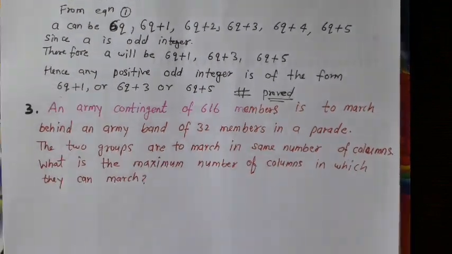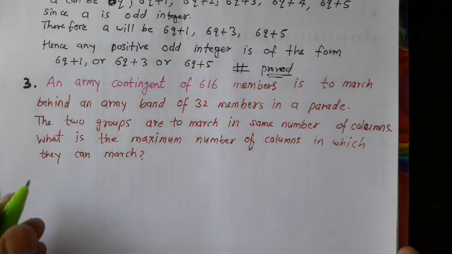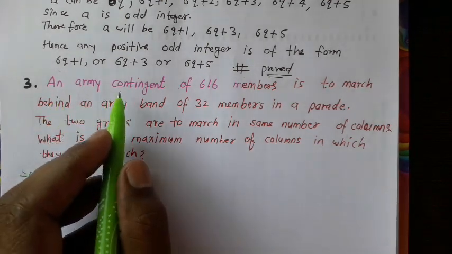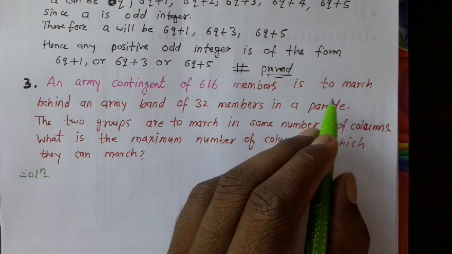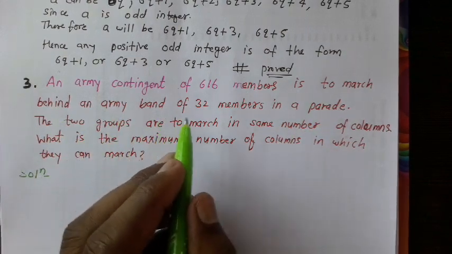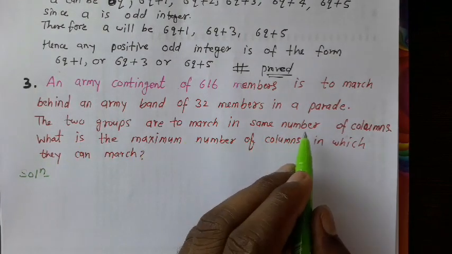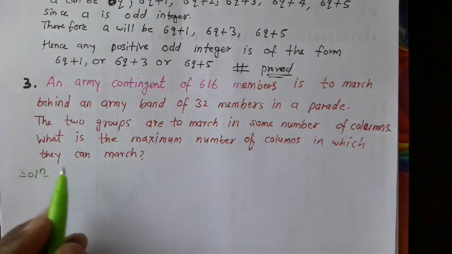Now the last question for today's session, question number 3. Its solution is: an army contingent of 616 members is to march behind an army band of 32 members in a parade. The two groups are to march in the same number of columns. What is the maximum number of columns in which they can march?